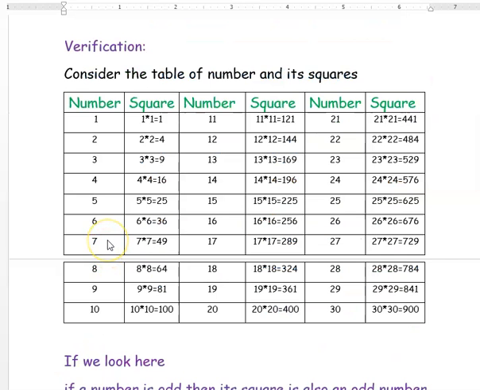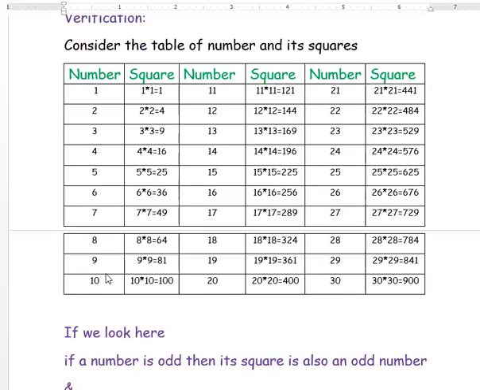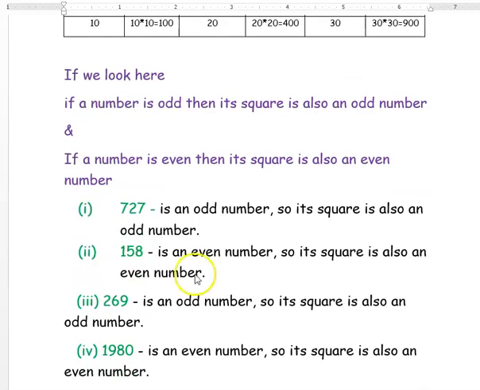Let's do verification of our answer in another way. If you look into the table, I have given the same table here again. If you square an odd number, your answer will also be an odd number. If you square an even number, then the answer will also be an even number. So we can say that if the given number is even, then its square is also even. If the given number is odd, then its square is also odd. In this way we can verify our answer.